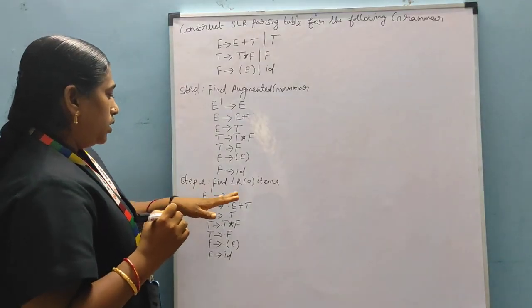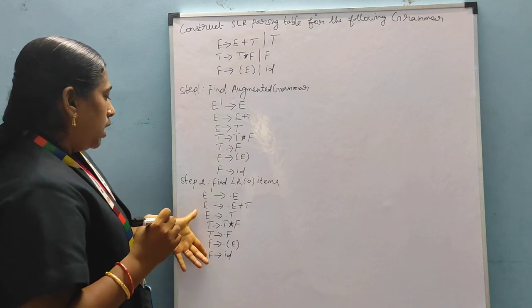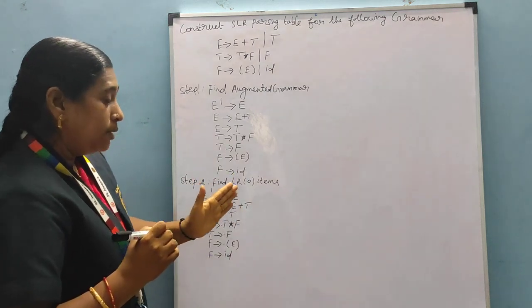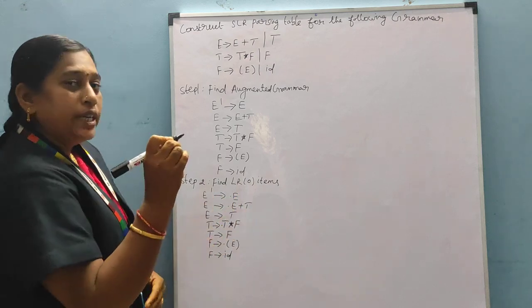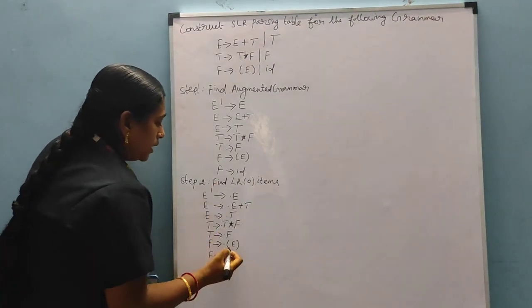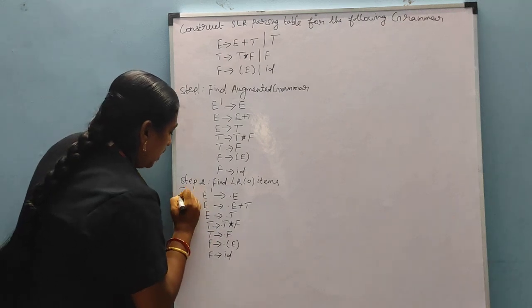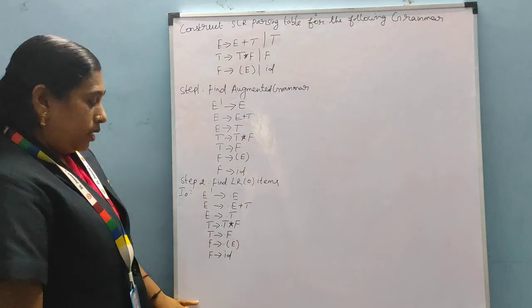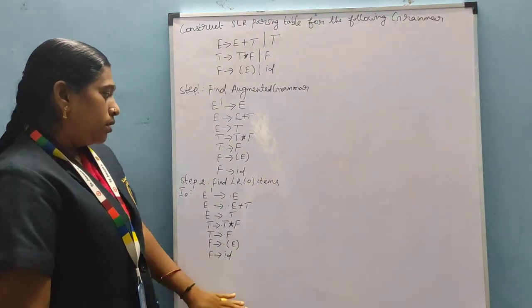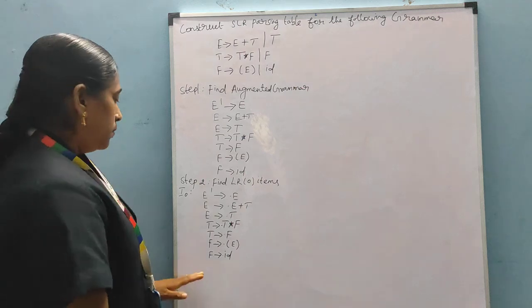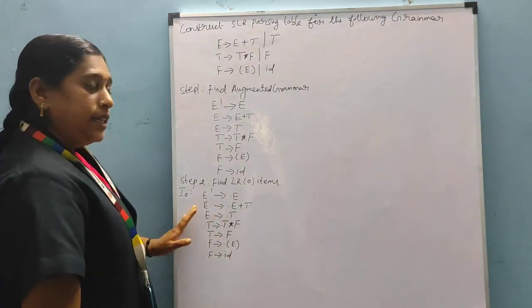In the LR0 items, I made a dot at the beginning of the right side of each production. That's it. Okay. So now consider these productions as the I0 state, the initial state. From that only I am going to find all the shifting movements. So first thing, the I0 state.